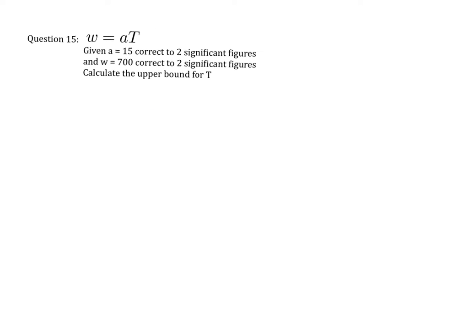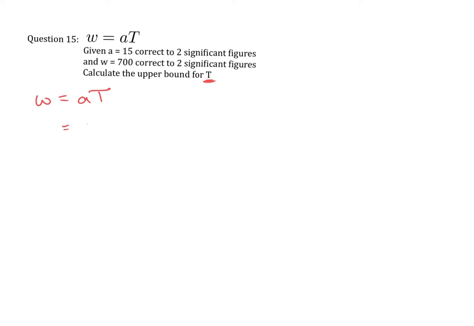Question 15, W equals AT, so we're given the formula, we don't know what it means, we don't need to know what it stands for. And it says that the variable A is equal to 15 correct to 2 significant figures, and W is equal to 700 correct to 2 significant figures. Calculate the upper bound of T. I'm going to do this by looking at the formula first, because hopefully this will make my workings a little bit easier. So I've got W equals AT, and I'm looking for the upper bound of T.